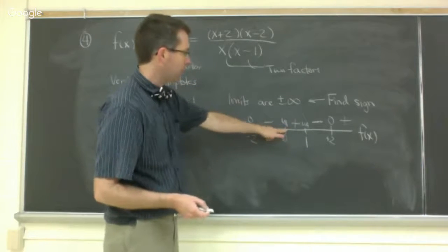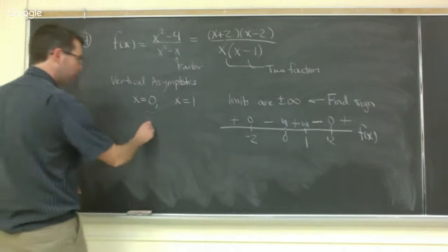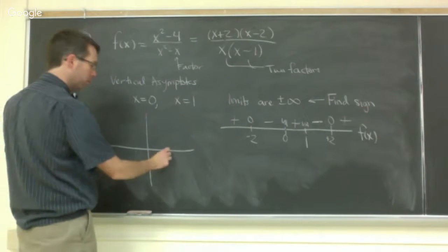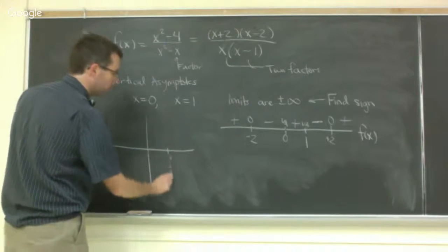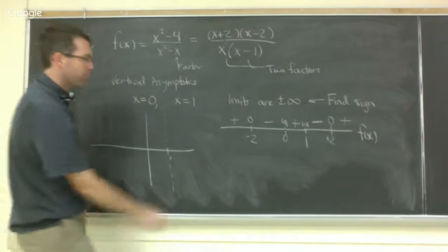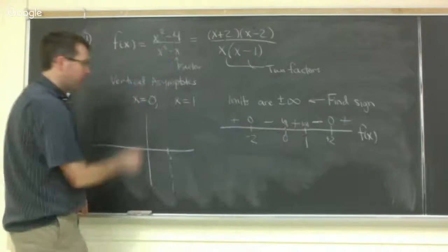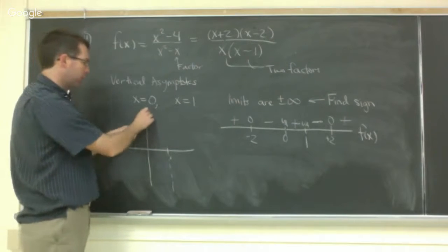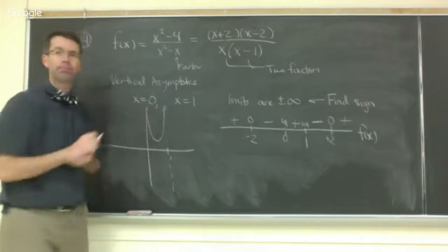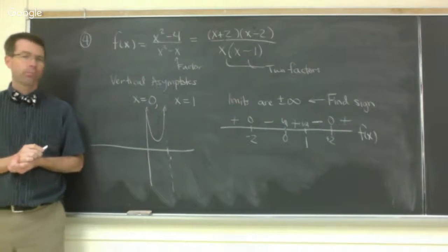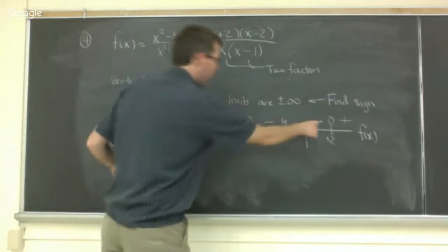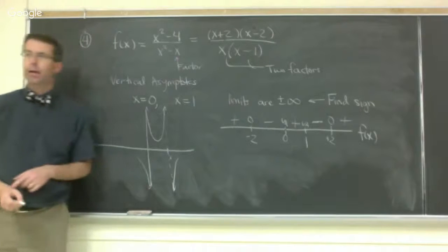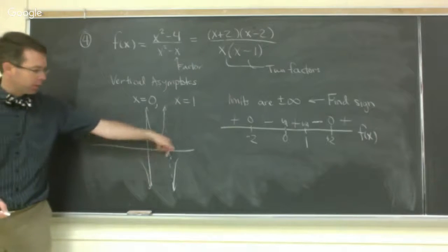I have a vertical asymptote. In fact, let me draw the graph here. So here's 0, here's 1. Between 0 and 1, I'm positive, but I have 2 vertical asymptotes. The only way I can be positive with 2 vertical asymptotes is if I go up on both sides. I'm negative on either other side, and so my graph has to go down like that. So they go down on the sides.